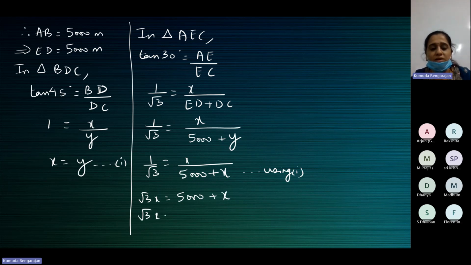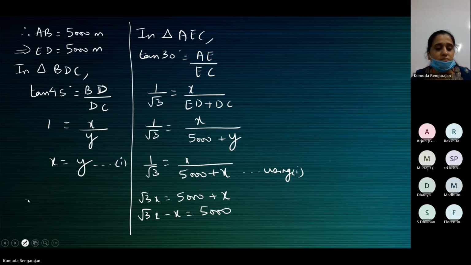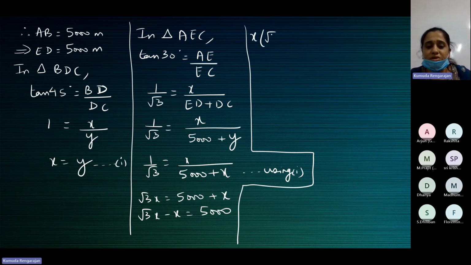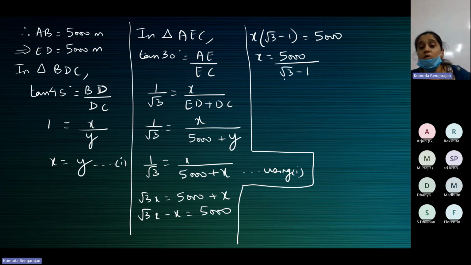So gather all the x terms on one side. 5000. So x is common. x common, bracket root 3 minus 1 is equal to 5000. So x is equal to 5000 divided by root 3 minus 1. Don't use the value of root 3 here. You should not say 1.732 minus 1. You should not do that.